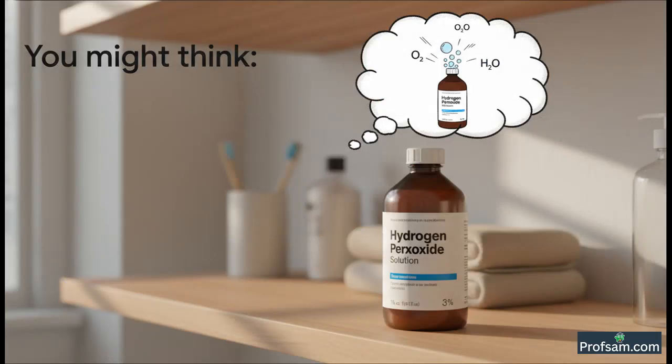And finally, here's a really interesting one. You learn in chemistry that hydrogen peroxide is unstable. So your first thought might be, okay, it should break down the second I open the bottle. But it doesn't, does it? It can sit on a shelf for a long time. That's because its rate of decomposition is actually extremely slow, unless you add a catalyst. So remember, unstable doesn't always mean fast.